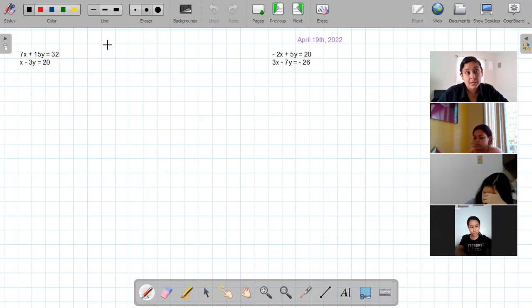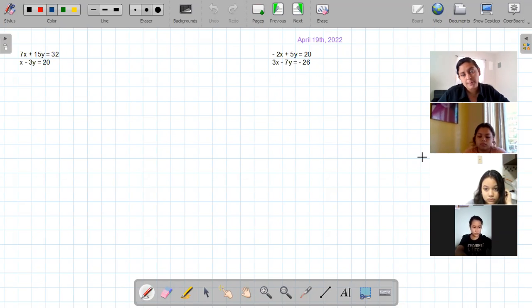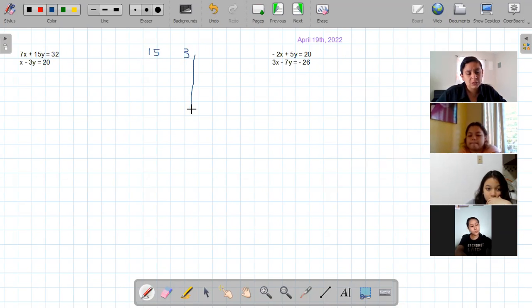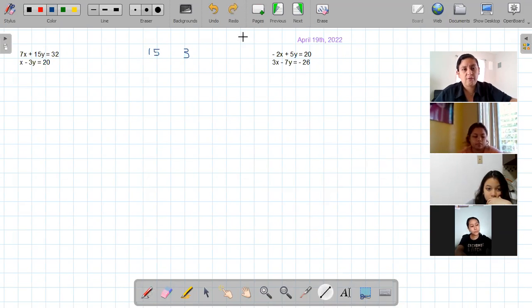We need to find the LCM. Whenever it is hard for us to realize easily what the LCM, or least common multiple, is, then we're going to use prime factorization. I'm going to use prime factorization in this one, even though this is easy. So I have the 15 and the 3. And I'm going to use prime factorization to find the LCM.